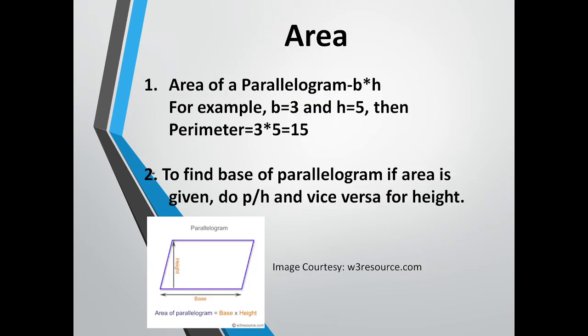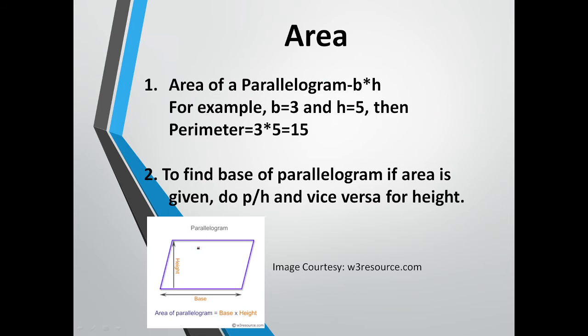Okay, so now let's go on to area. The area of a parallelogram is base into height. For example, base equals 3 and height equals 5, then the area equals 3 into 5, which equals 15. So this is where things get fun. So first of all, how did we derive this formula base into height?